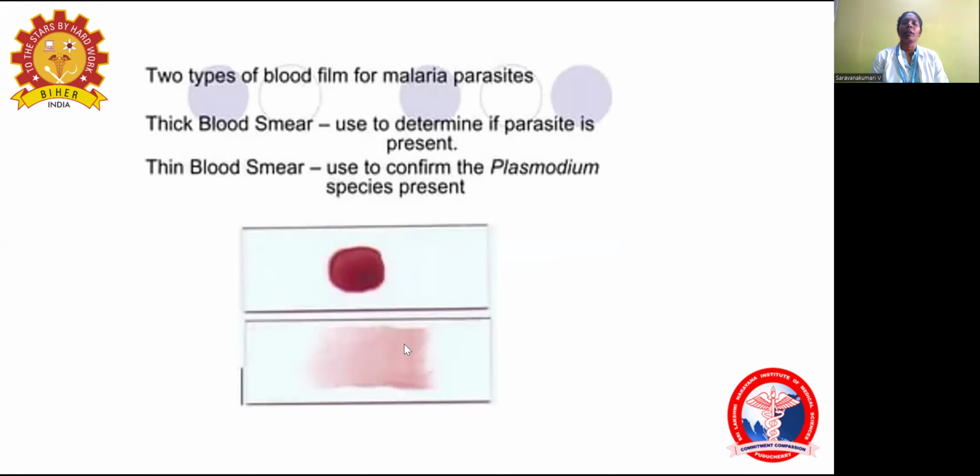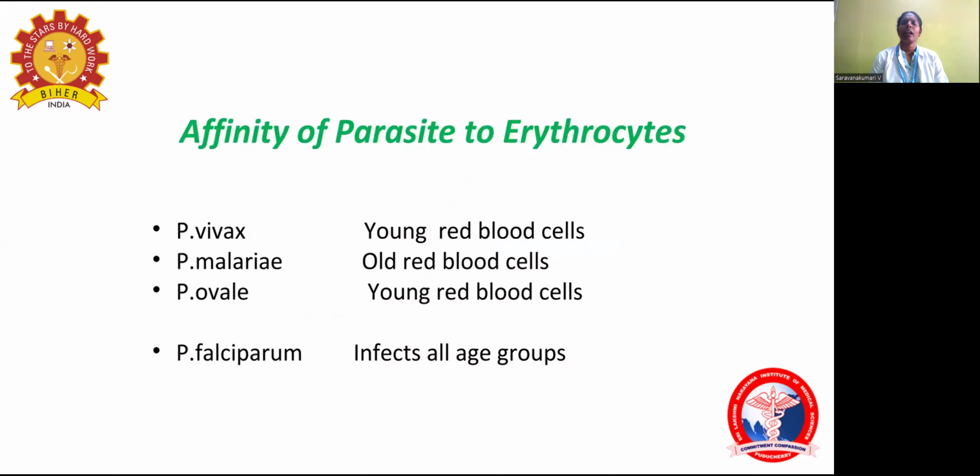Below is the thin smear, and the thin smear is used for the confirmation of the species of the malarial parasite. And among these parasites, vivax will have affinity for the young blood cells. Malariae and ovale will be having vivax-like behavior. Ovale will have the affinity for the old red cells, and falciparum affects all stages of the cells, even the young red cells and also old red cells, and it is more dangerous compared to vivax, malariae and ovale.